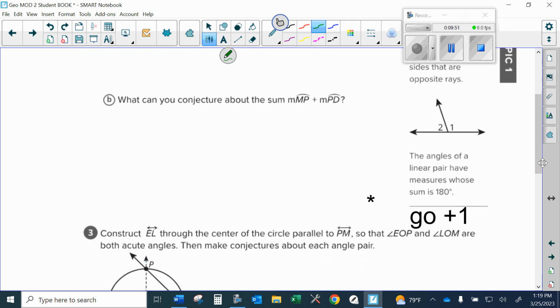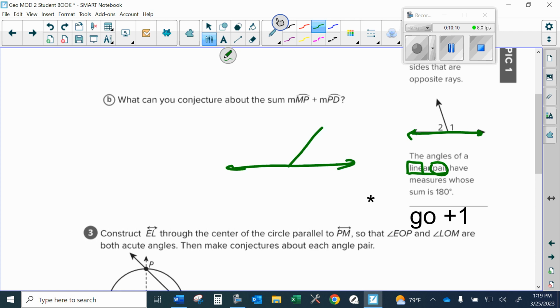The angles of a linear pair. So vocabulary, linear pair again, reviewing vocabulary. Angles 1 and 2 are a linear pair. What's the key word? They form a line. There's my line. And a pair, 2 angles only, not 3, not 4.